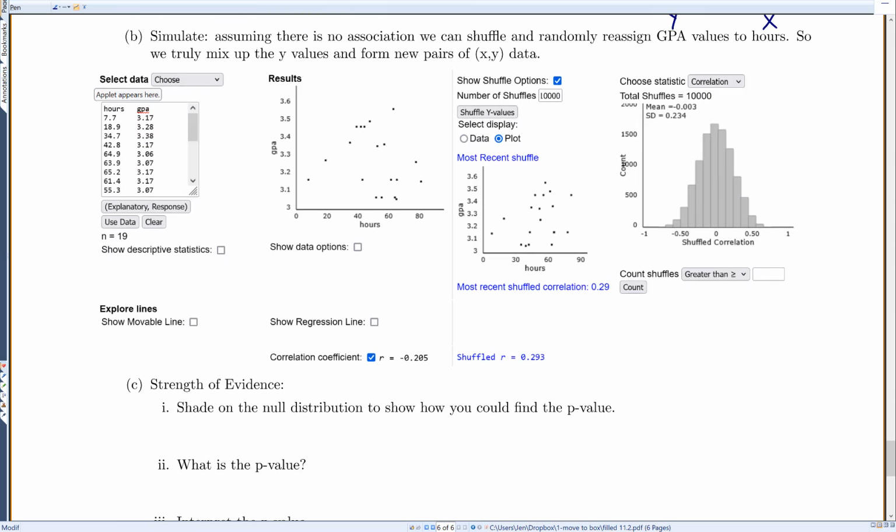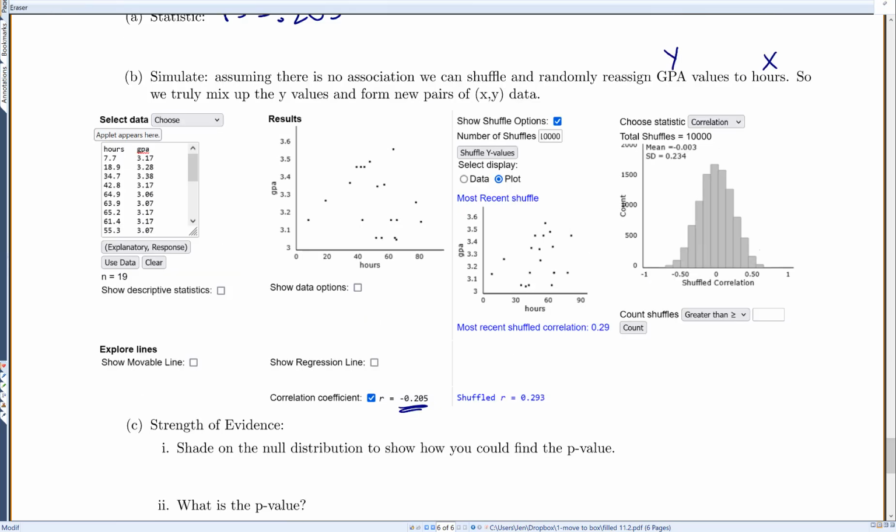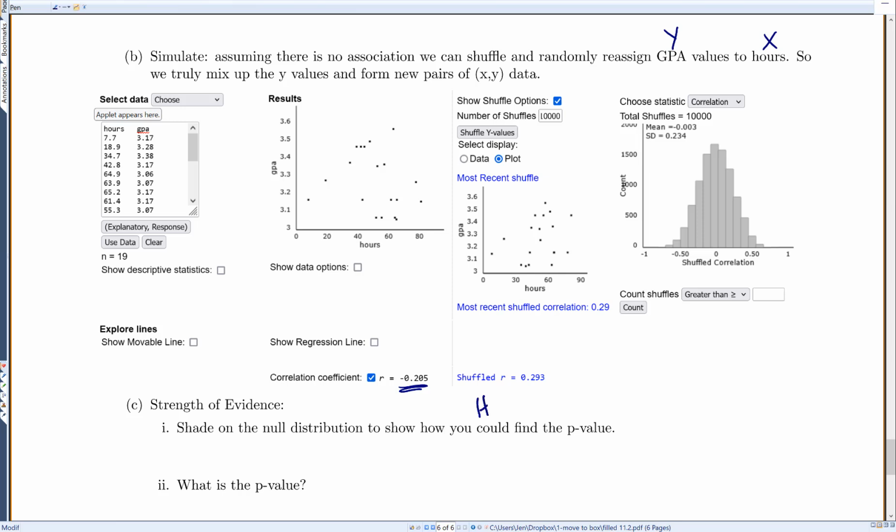First, I want you to shade on the null distribution to show how you could find the p-value. Our correlation was negative 0.205. If you remember, our alternative hypothesis was that my population correlation is less than 0, so we want to shade to the left. Let's find our correlation of negative 0.205 and shade everything to the left. That looks like it's going to be a pretty big p-value. To count my shuffles, I'm going to change this to less than or equal to negative 0.205.